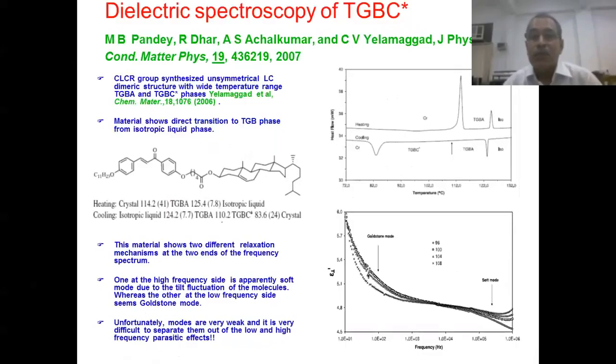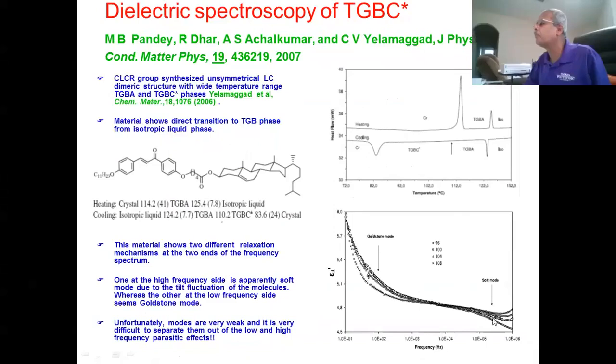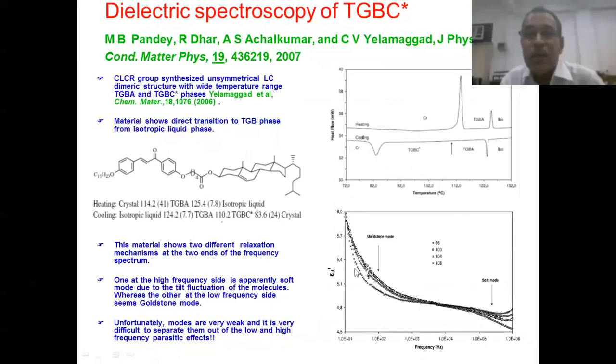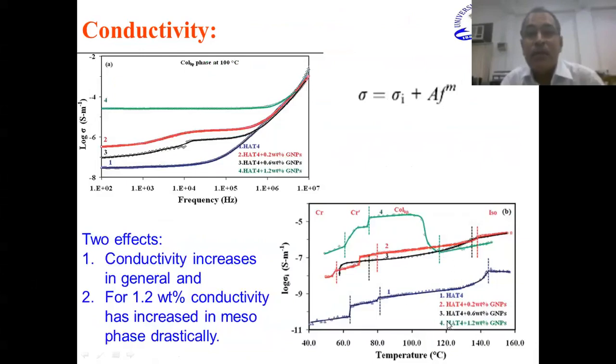So you can see here, in the high frequency region we have this problem, in the low frequency region we have low frequency parasitic effects, and therefore we are not able to see the two different kinds of modes which are intrinsic modes of the material. So we need analysis. I will tell you how we can do it because I have little time.